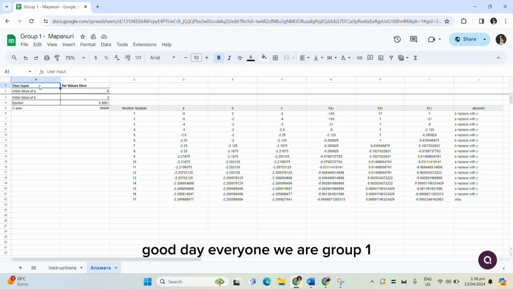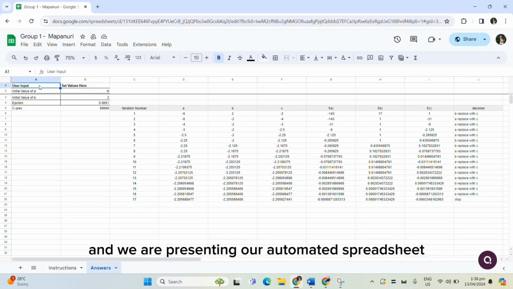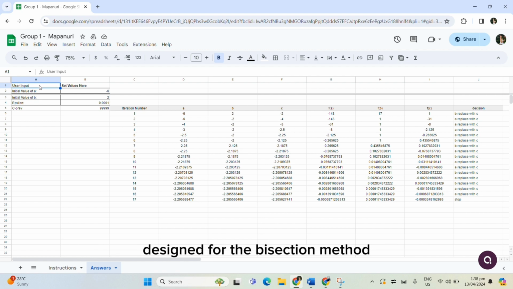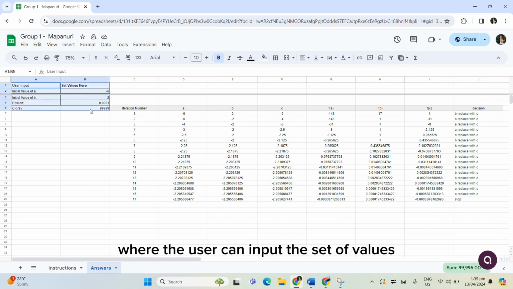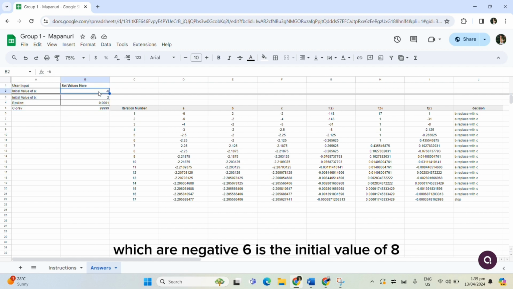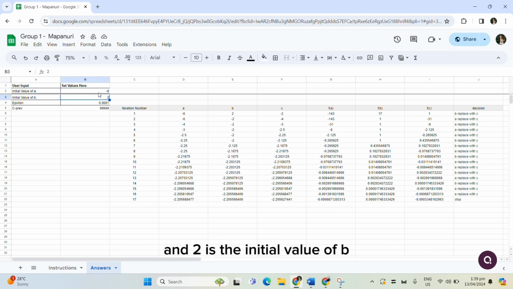Good day, everyone. We are Group 1, and we are presenting our automated spreadsheet designed for the bisection method, which helps find the roots of a given function. Moving on to our spreadsheet, the first thing we can see is the section where the user can input the set of values. So we have here the given initial values, which are -6 as the initial value of A, and 2 as the initial value of B.